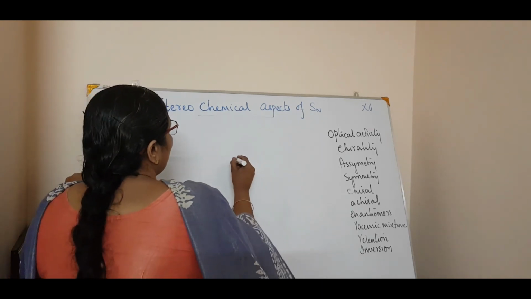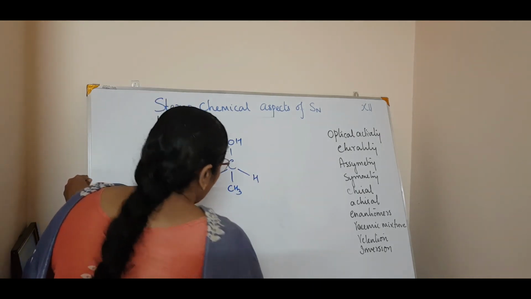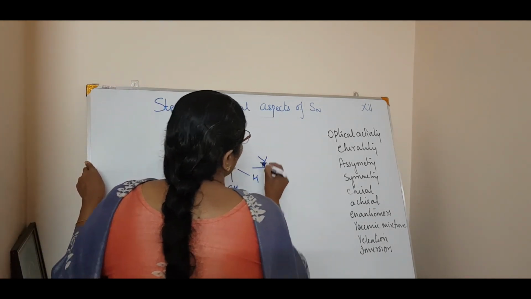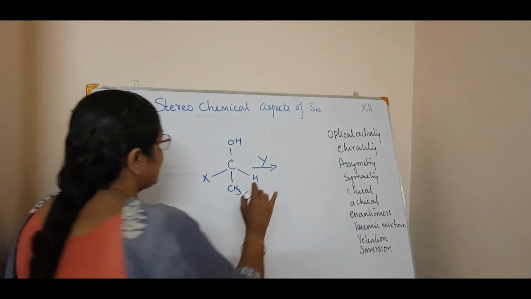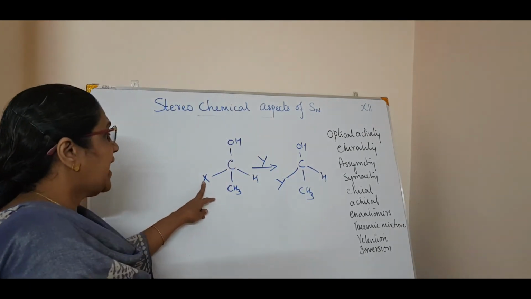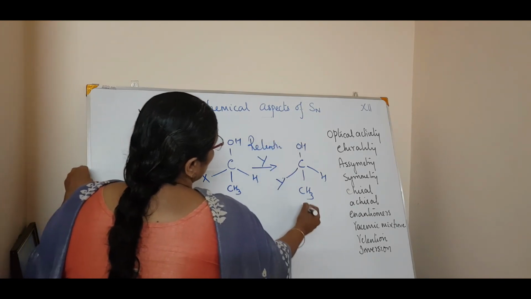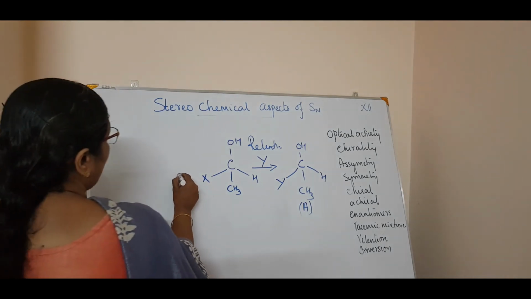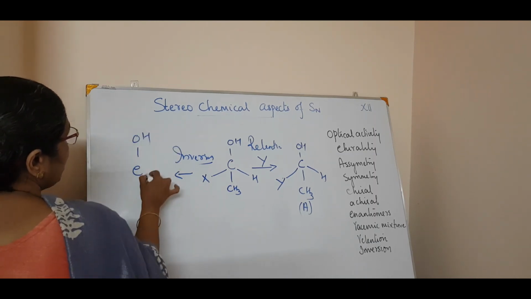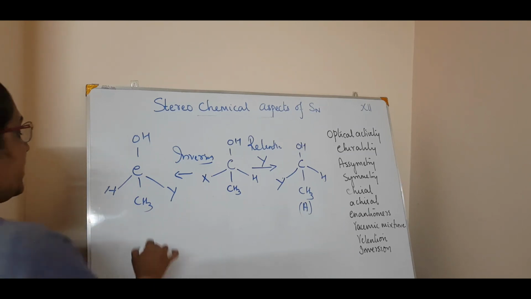For example, if you have a compound with C, OH, CH3, H and CH3. Say this is X, this is a compound. Now, what happens if inversion of configuration happens? First we will write the retention. Only the X is replaced by Y. When only retention happens, you will get a compound A. Now, what will happen if inversion happens? We will get the compound C with OH, here it will be Y, then H, then here it is CH3. Now you will get a compound B.